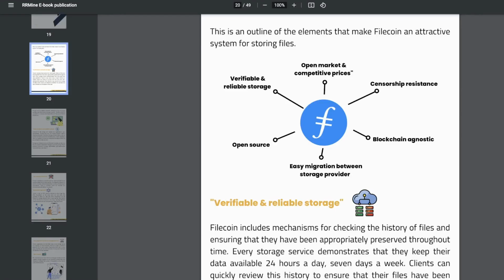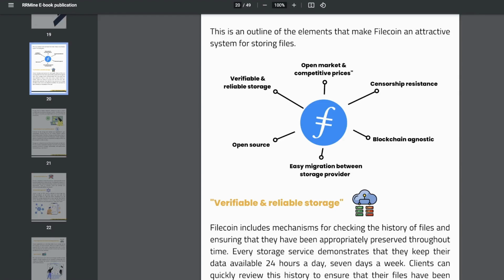Okay, so this is where it gets complicated. To understand verifiable and reliable storage, you must first know the two key components of the consensus mechanism used by Filecoin, namely the proof of replication and the proof of space-time. These two consensus mechanisms are used to ensure the security and reliability of its decentralized storage network.